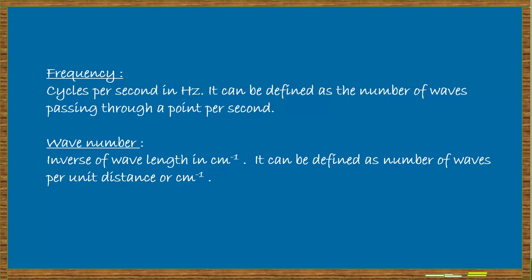And the next one is wave number. What is the definition of wave number? Actually, it's the inverse of wavelength, in per centimeter. It can be defined as the number of waves per unit distance, or per centimeter. For example, per centimeter, how many waves are present in this 1 centimeter.